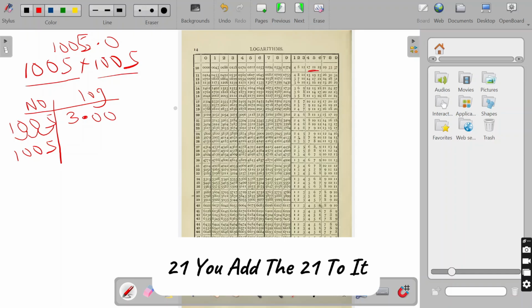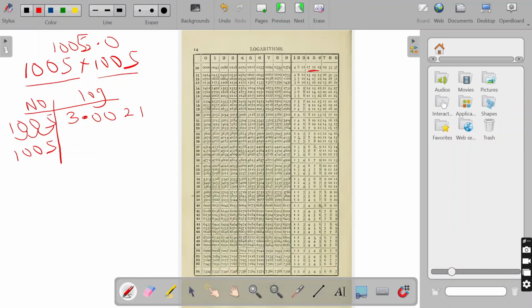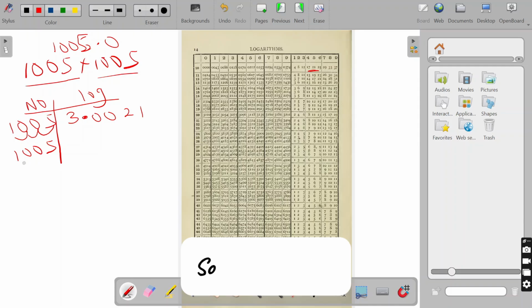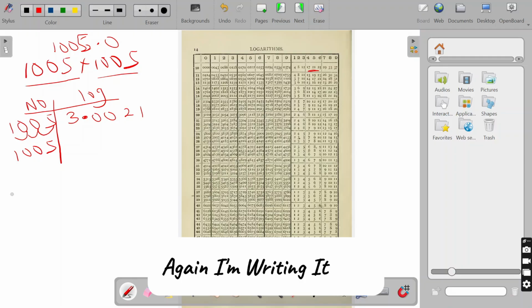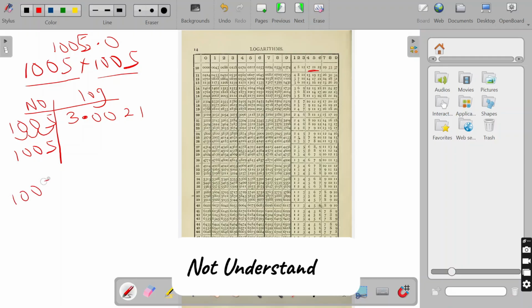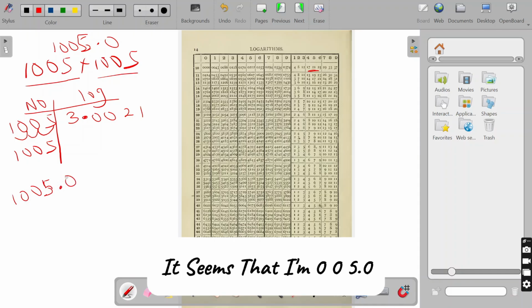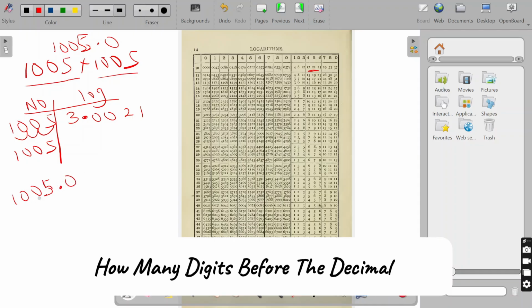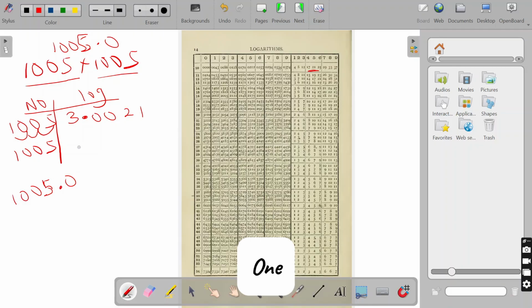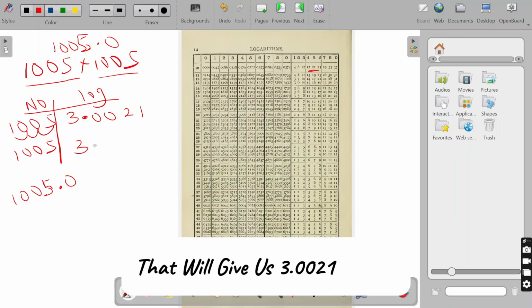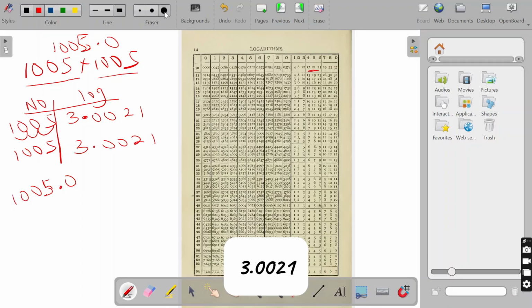You add the 21 to it. That will be 21. Again, I repeat: we have 1005, which is the same thing as 1005.0. How many digits before the decimal point? We have 4 digits, so we just remove 1. That will give us 3.0021.